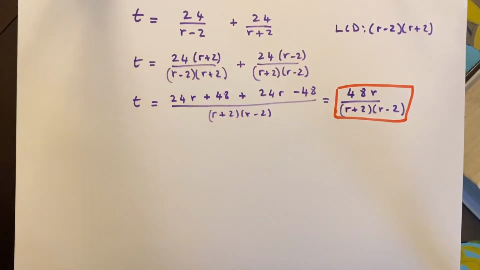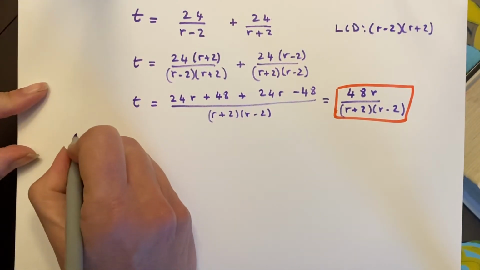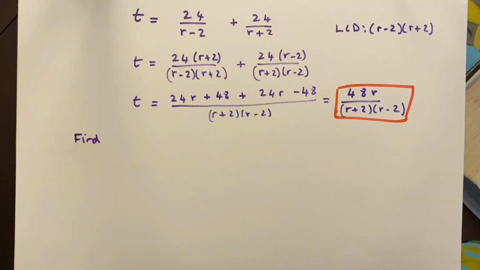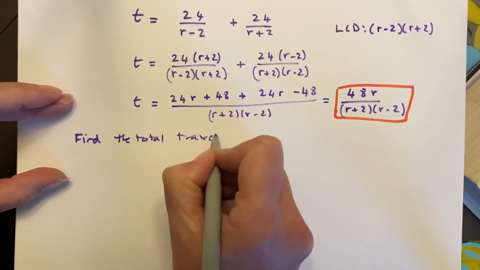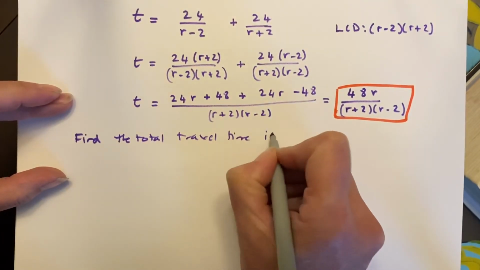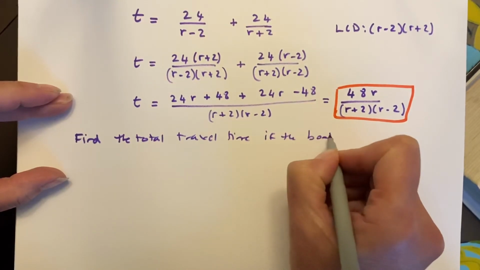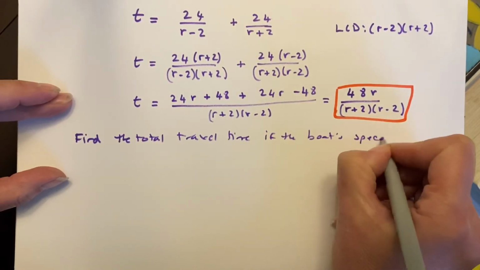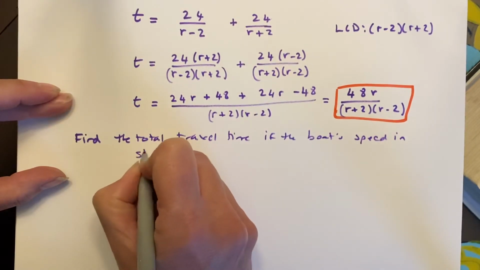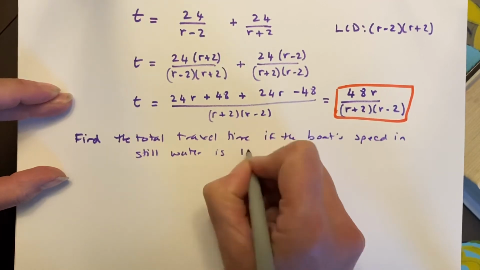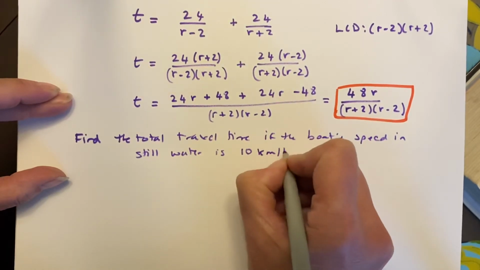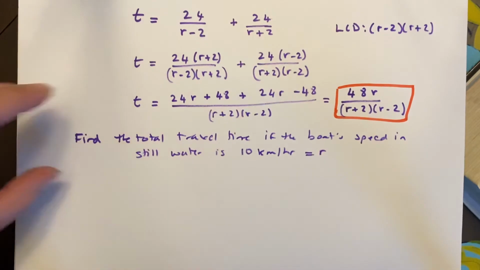So we've answered the first question, and I actually didn't tell you what the second question was. The second question is find the total travel time if the boat's speed in still water, in other words, R, is 10 kilometers an hour. In other words, if that's the value for R.